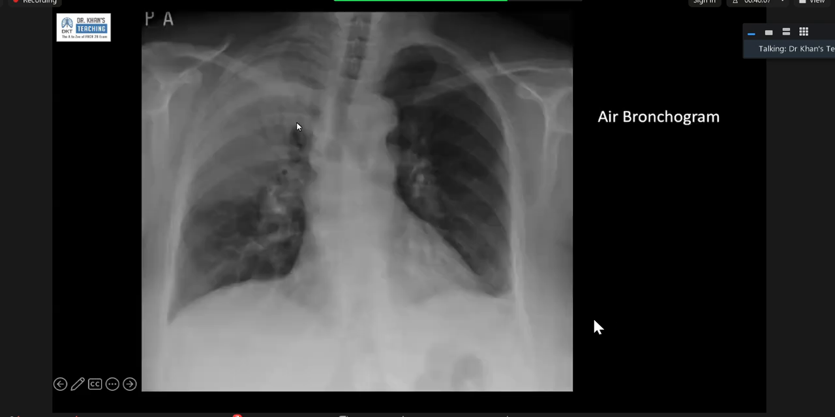So we're moving on to another. This is again right upper lobe consolidation. And we can see the branching air bronchogram here. Okay, so that was just to show you what an air bronchogram is.